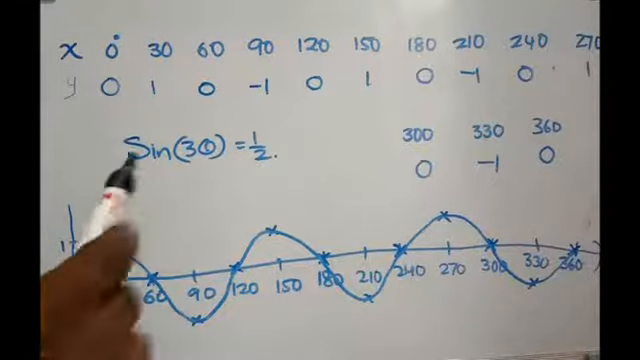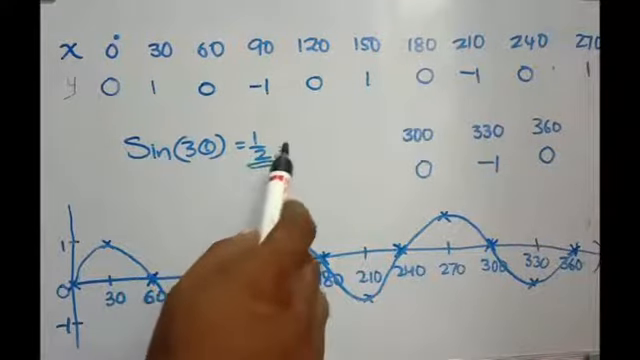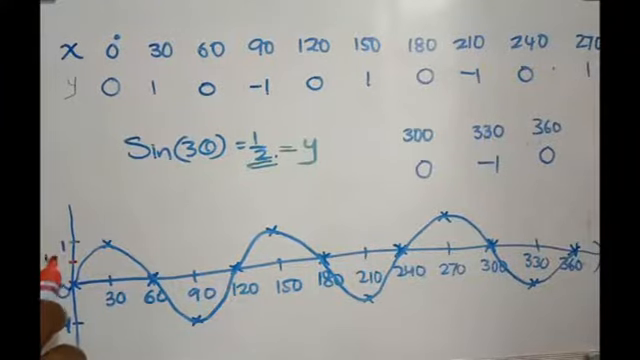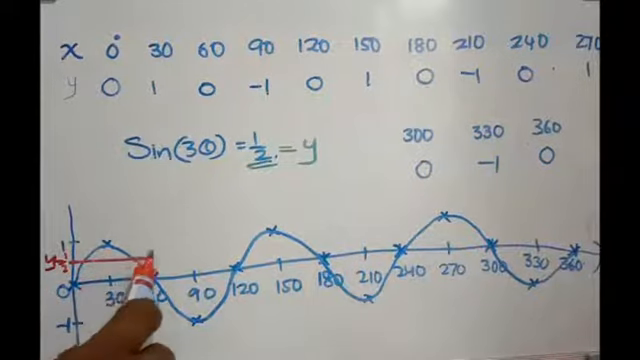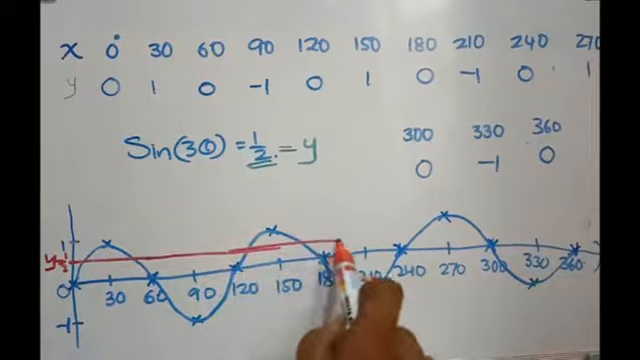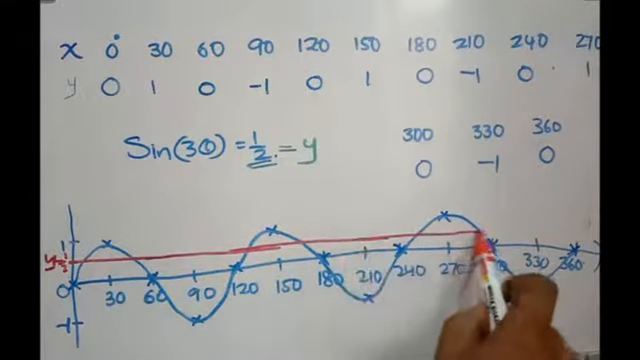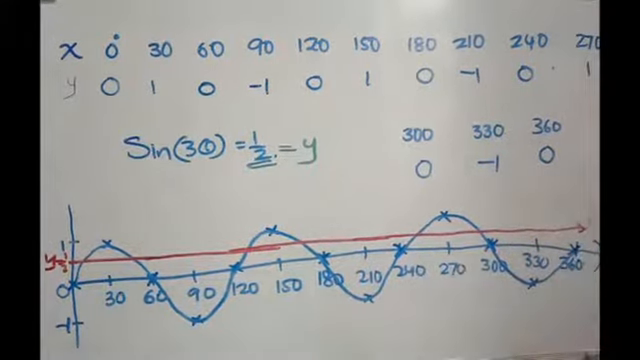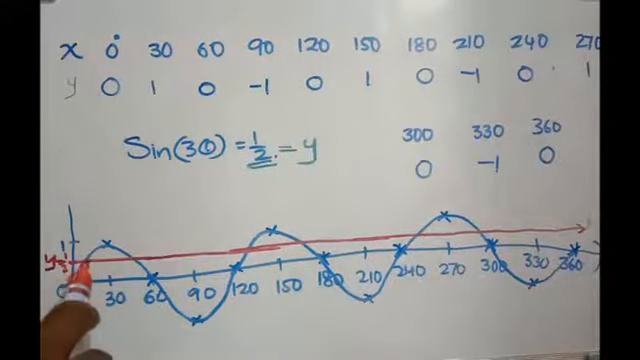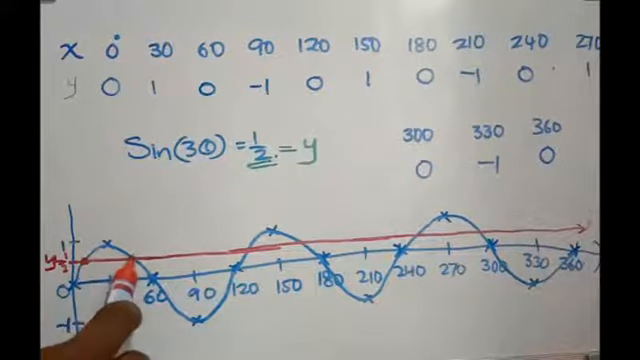And we want sine 3 theta equal to 1 by 2. That means y is 1 by 2. So let's make y equal to 1 by 2. So this is a point, y equals 1 by 2. Through that, draw a horizontal line. On the graph sheet, it will be very clear. Now we can see that y equals 1 by 2 and the graph of y equals sine 3 theta meet at different points.